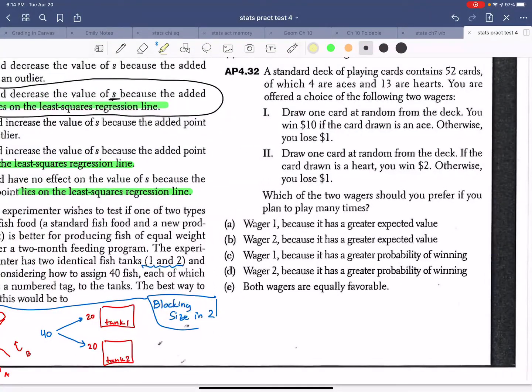It says a standard deck of playing cards contains 52, 4 of which are aces and 13 are hearts. You're offered the following wager. Okay. So what if you had to draw 1 card randomly from the deck? You win $10 if you draw an ace. Okay, so the probability of success, the probability of an ace, is 4 out of 52. You can also look at this as the reduced fraction 1 over 13. You don't have to know that, but it's a common reduced fraction you use if you do a lot of gambling calculations, okay? So just like the last question, we have to build a table of outcomes in order to calculate an expected value.